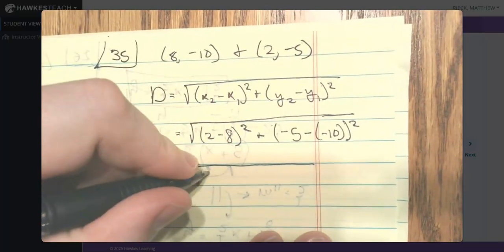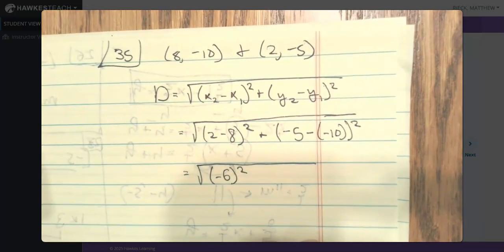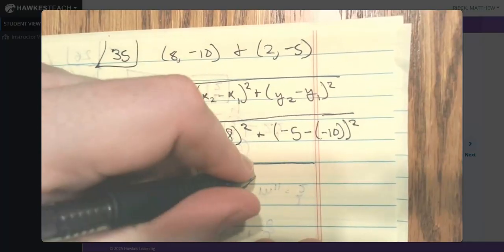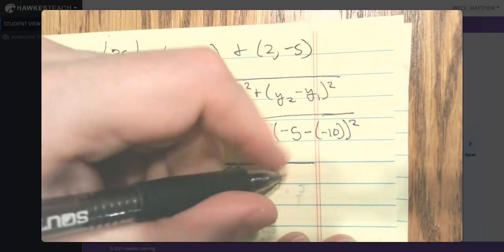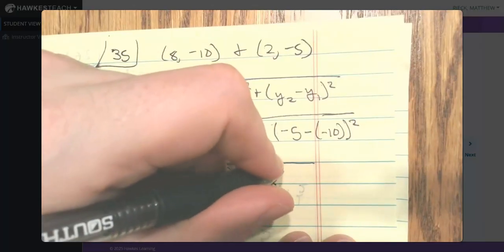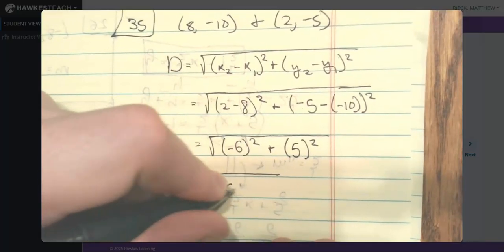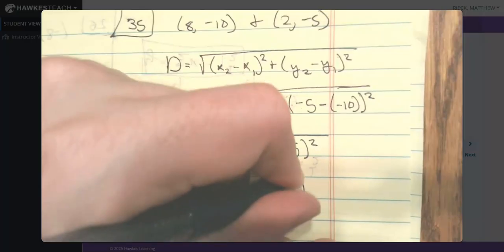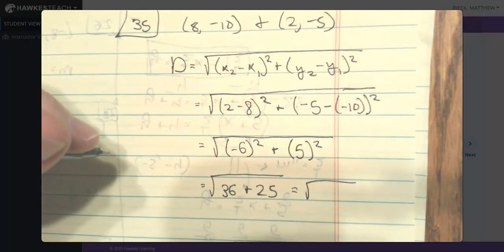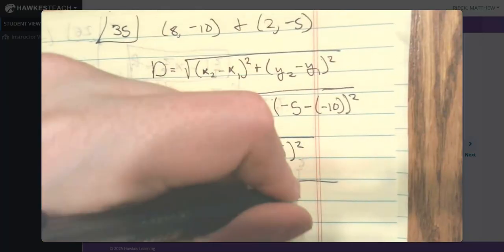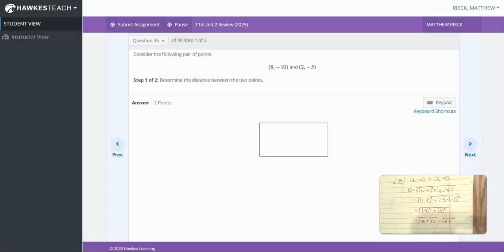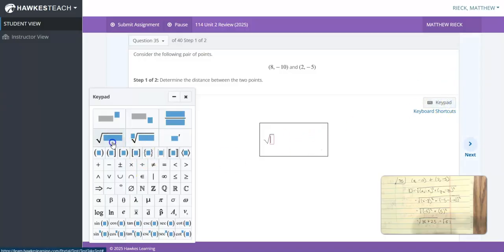So you have 2 minus 8, so that's going to be negative 6 squared, plus negative 5 minus negative 10, so that's going to be negative 5 plus 10, so that's going to be 5 squared. So you have 36 plus 25, that's going to be 61, so you have the square root of 61. Alright, we'll see if it likes that.